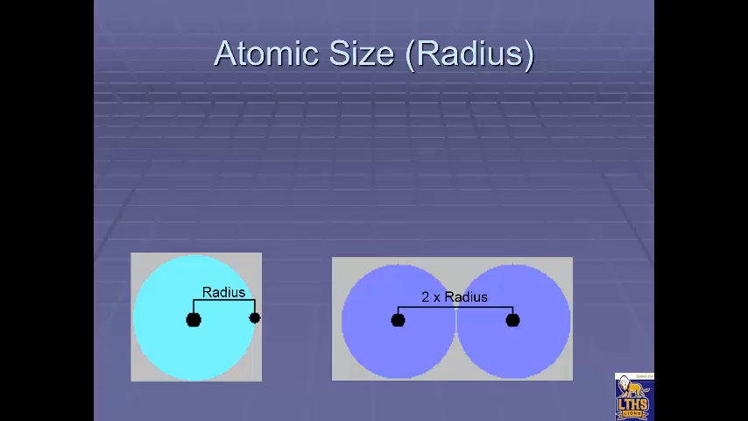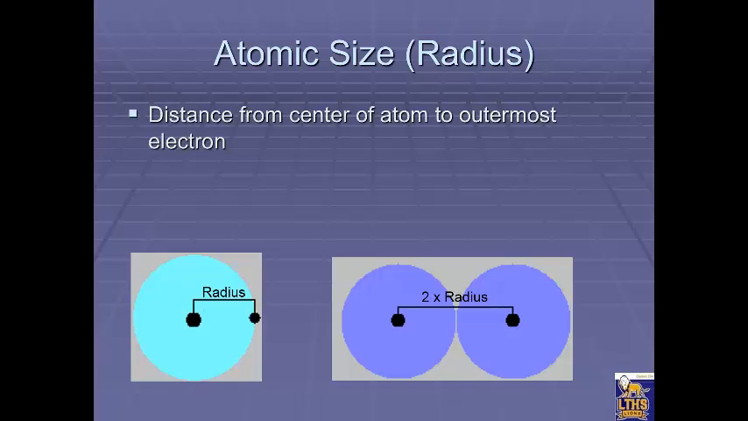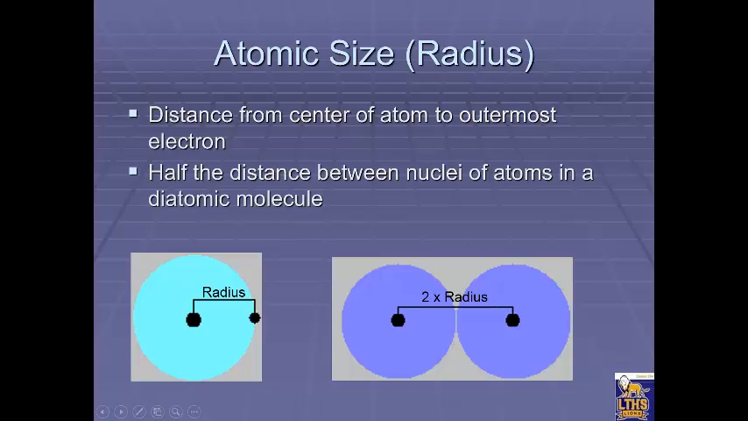Atomic size is also known as atomic radius. So if you look at an atom and you measure the distance from the center of the atom to the outermost electrons, you get the radius of the atom. That's the atomic size. But if you can't measure the distance of an atom's nucleus to its outermost electrons, well, if you know the distance between two nuclei in a diatomic element, half of that is the radius.